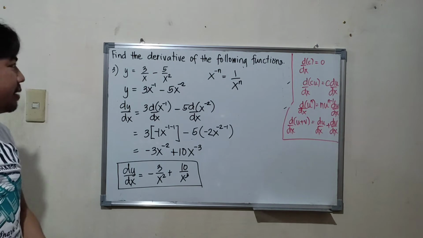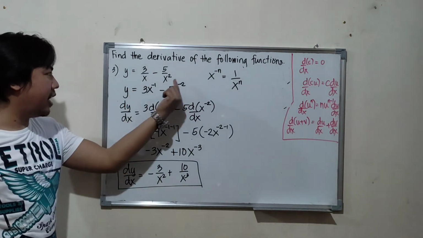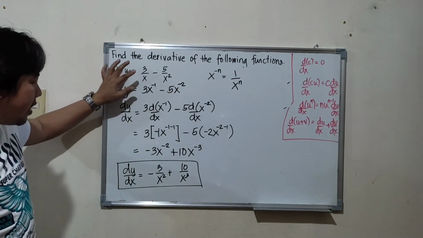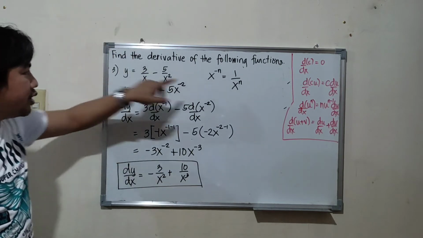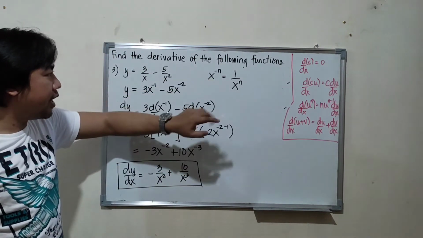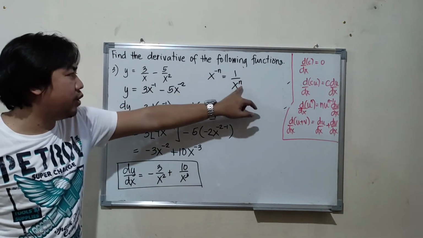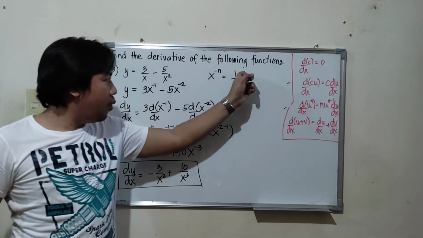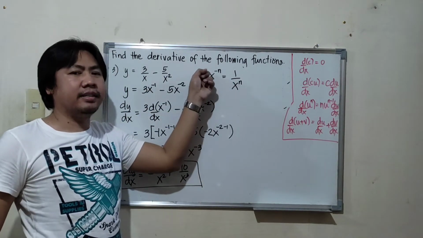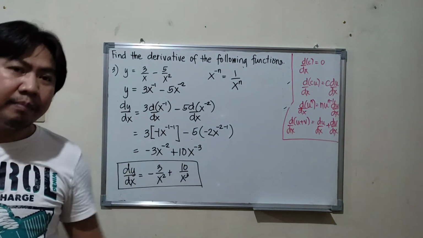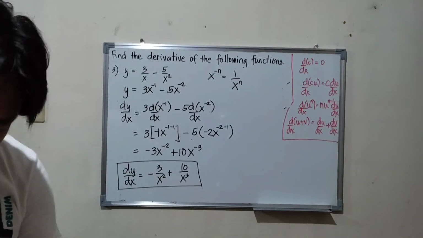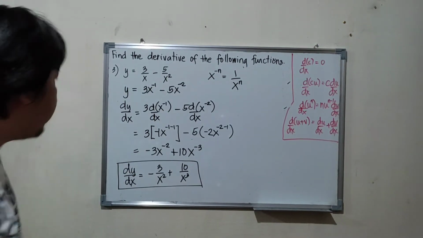So it's that simple when we have a variable in the denominator, we can bring it up using this negative exponent rule, x to the negative n equals 1 over x to the n, or the reverse, 1 over x to the n equals this. Okay, so next, example number 4.